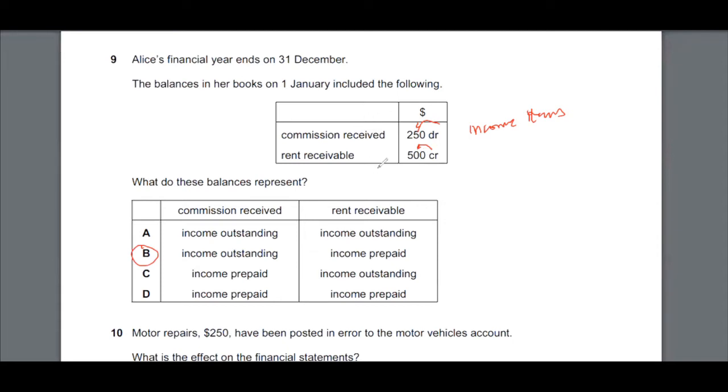So this is commission received and rent received, so these are income items. For example, if this was accounts receivable, accounts receivable has a debit balance. That's another example of income outstanding. Therefore, the answer to multiple choice 9 is option B.